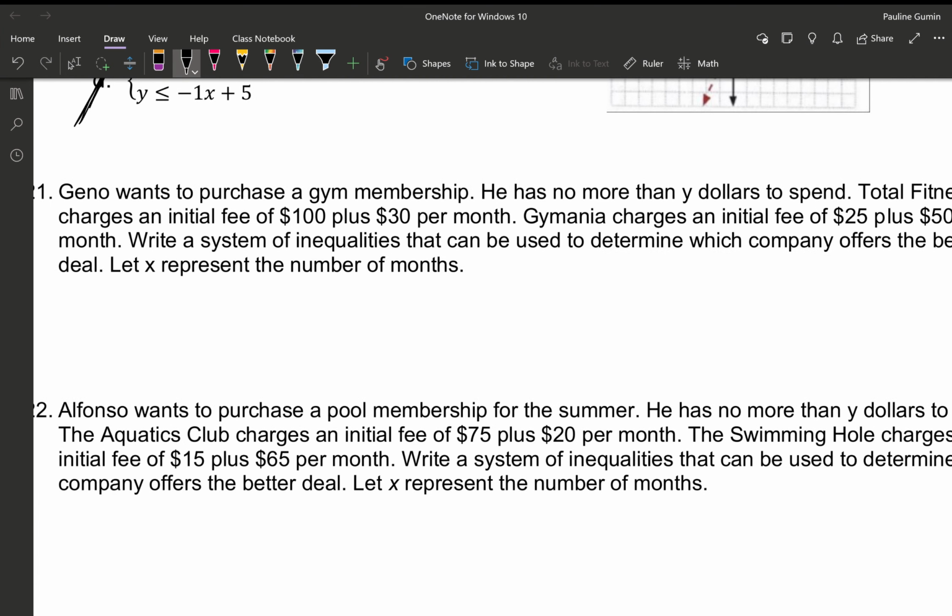All right. So the first gym, well, first of all, Gino has Y dollars to spend. Can Gino spend more than Y dollars? No. That means I should have a less than symbol, because the amount of money he has is the most he has. Can Gino spend exactly Y dollars? Why not? So each of them gets an "or equal to."